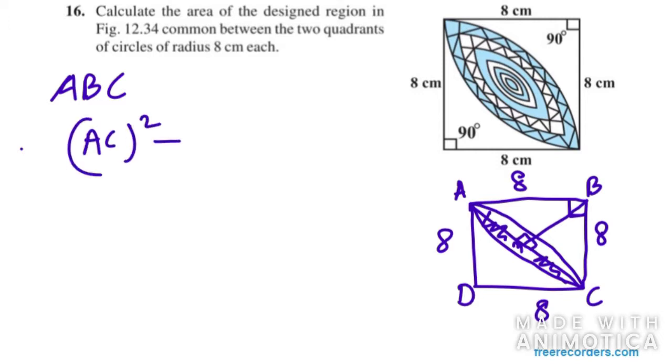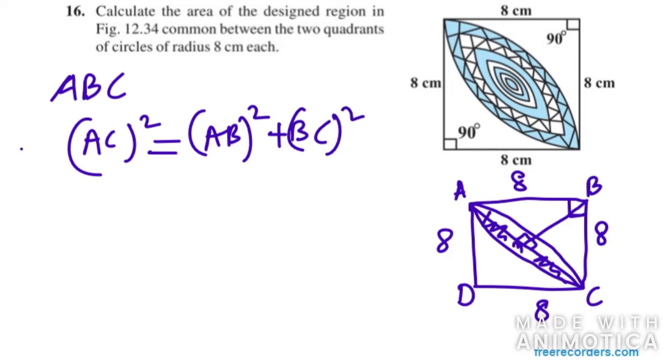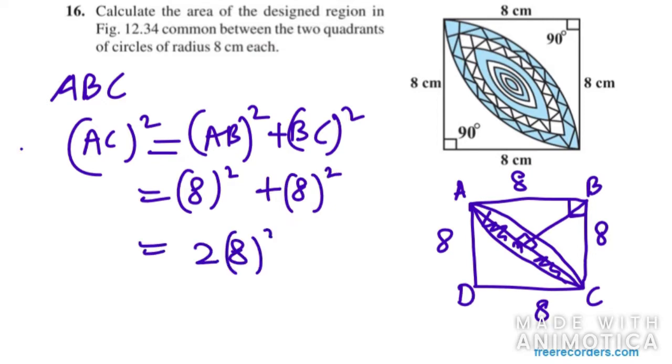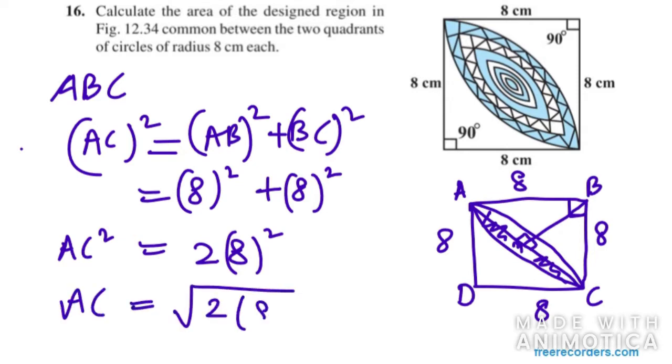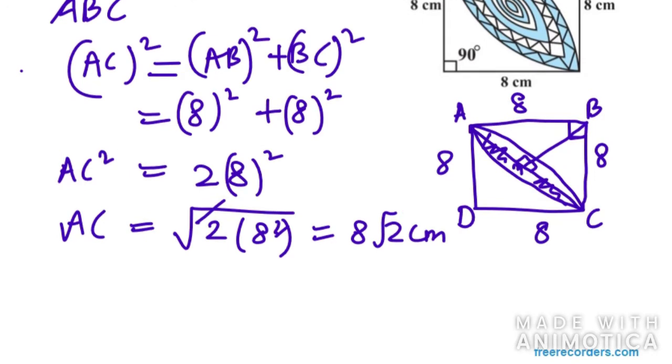So AC square will be AB square plus BC square. So it will be 8 square plus 8 square. So this can be written as twice of 8 square. So AC square equals twice 8 square. Now we need to take the square to the right hand side, so square and under root get cancelled. It will be 8 under root 2 centimeter. That means my AC is equal to 8 under root 2.